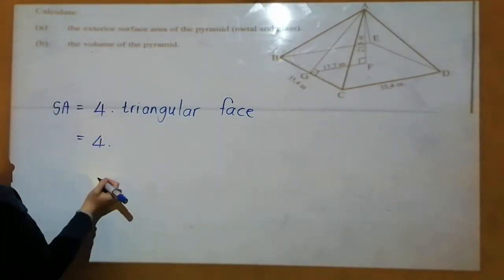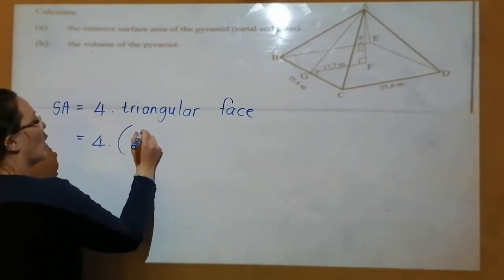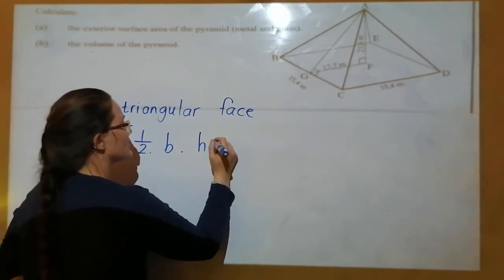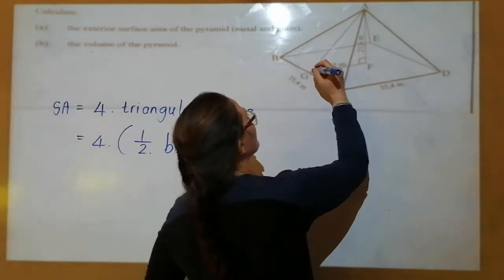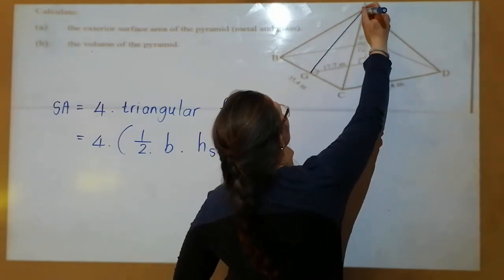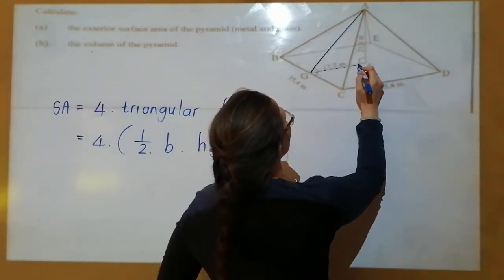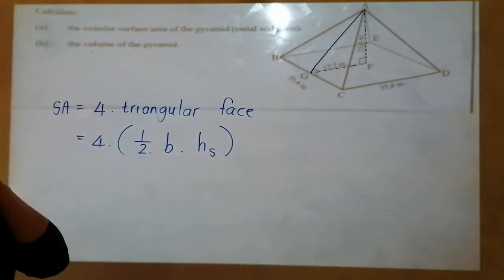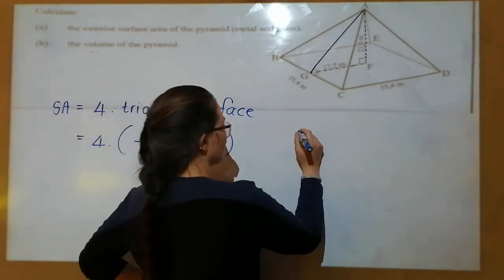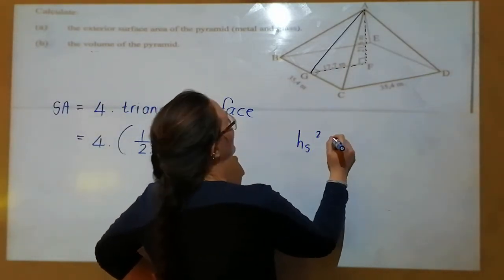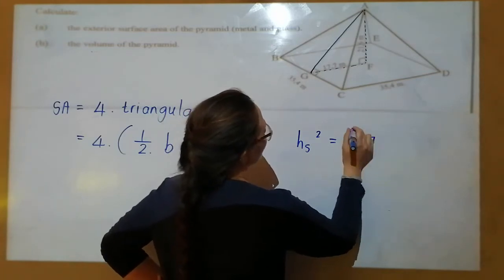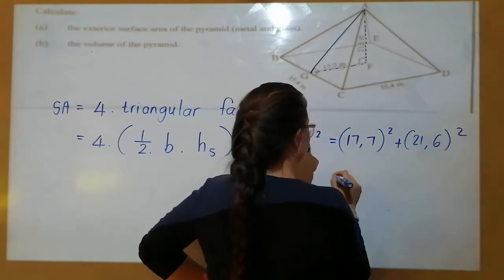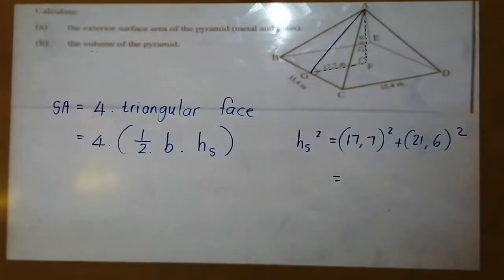And how do we calculate the triangular faces? It's half times the base times the height slant. Remember, the height slant would then be this, which we do not have, but luckily we've got a right angle triangle, and that means we can use Pythagoras. So Pythagoras says, and you must show this for your marks, that the height slant squared should equal 17,7 meters squared plus 21,6 meters squared. And you can put that straight into your calculator.